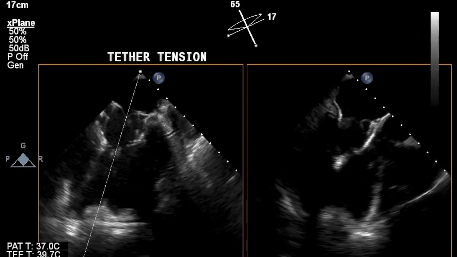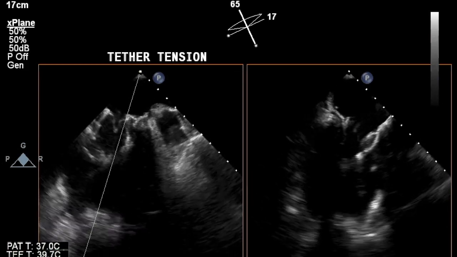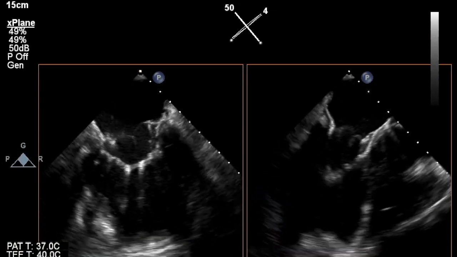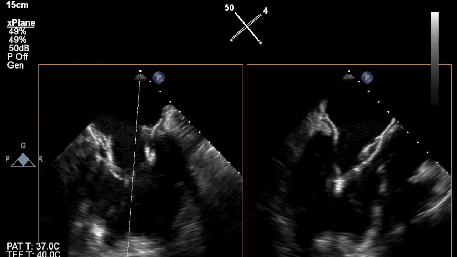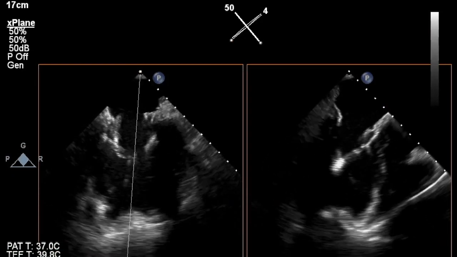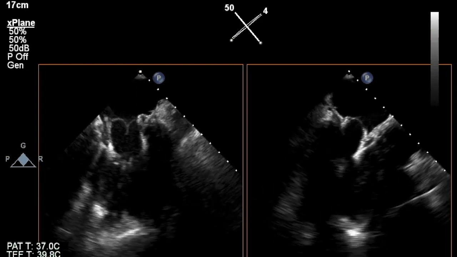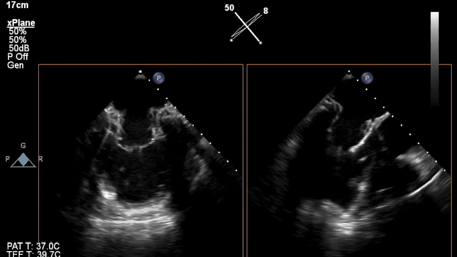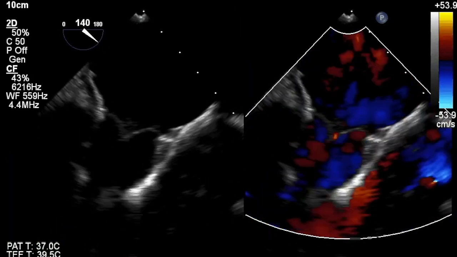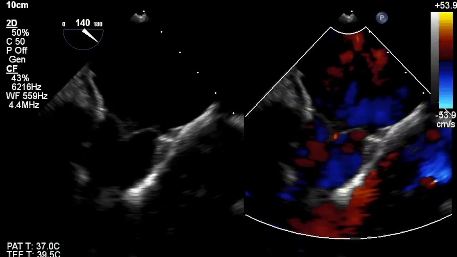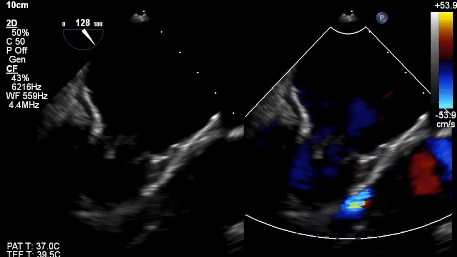Color Doppler is used to make sure that there is no significant paravalvular leak. Then tether tension is maintained through a small string all the way to the apex, and the tether is then attached to the apex of the LV. During this time, make sure that the valve is not changing position or moving.